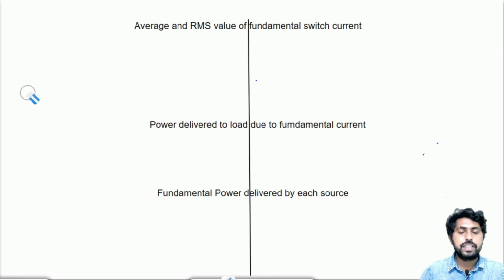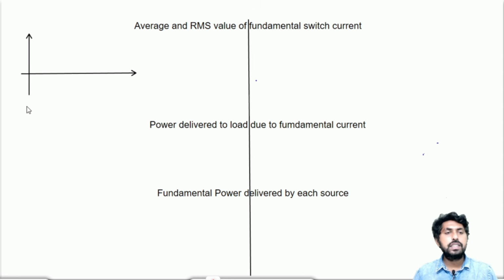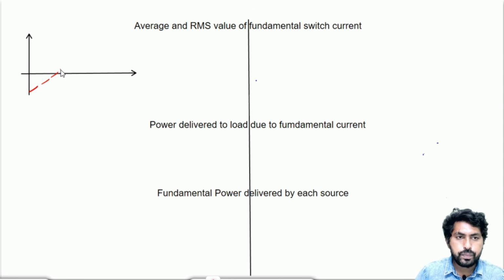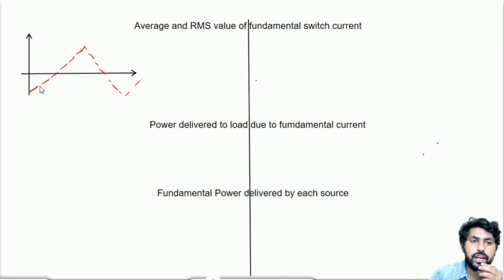Let me draw the switching current waveform so that you can understand easily. The switching current waveform will be like this. If I draw the fundamental current also, it will be like this in this position. So it will be pi by 2, right?